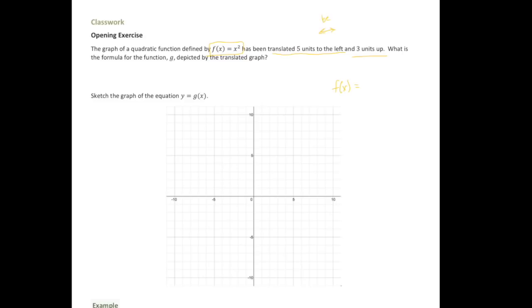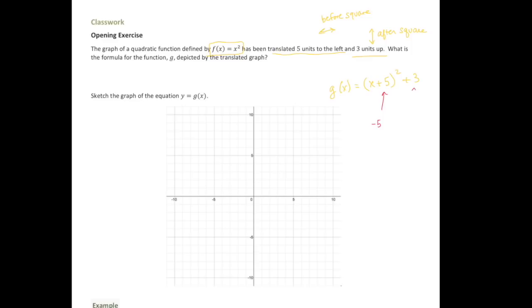So let's see. I know that if it's moving left or right, whatever change that is has to happen before the x gets squared. So I'm going to include that inside the parentheses. And because it's going left, I'm going to have a plus 5. And then I know that if it's moving up or down, that has to happen after the square. So that would be plus 3. And that is pretty much the formula. You should be able to know that by now.